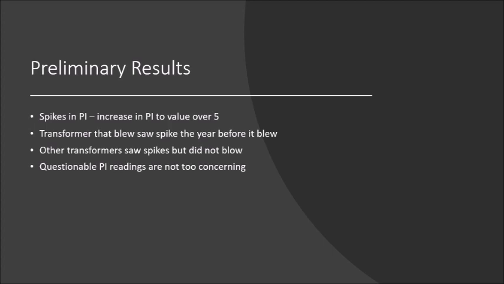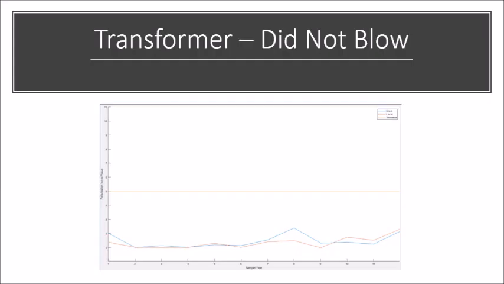We also saw some spikes in the PI value of transformers that did not blow. So our correlation between the PI value spiking and a blow is not 100% accurate, but we do think there could still be a correlation. And then we also looked at what a good and poor PI reading is, and we used a confidence interval to find that. So here's a graph of the PI value over time for a transformer that did not blow.